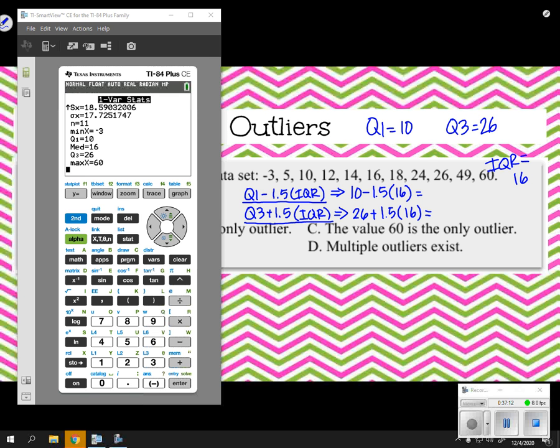So 10 minus 1.5 times 16 is -14. And then 26 plus 1.5 times 16 is 50. Okay, so do we have any numbers smaller than -14? Well, you don't. -3 is the smallest. Do we have any numbers larger than 50? Yes. So 60 is the only outlier. C is the correct answer.